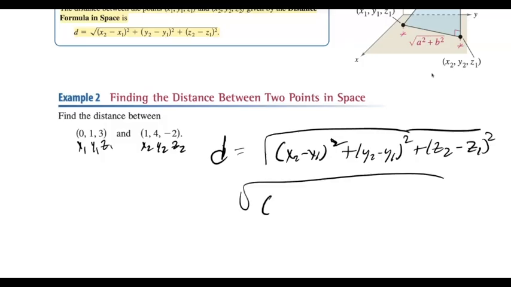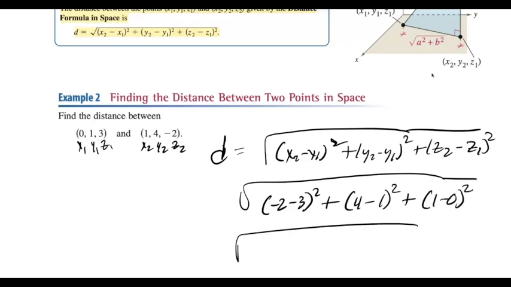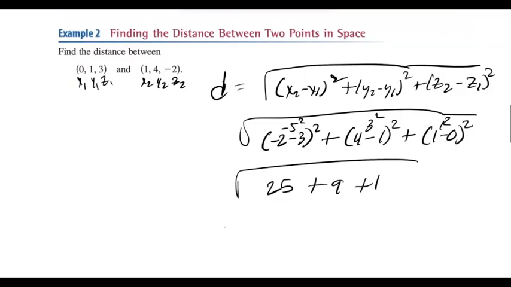So I'm going to get negative 2 minus 3 squared plus 4 minus 1 squared plus 1 minus 0 squared. This is going to be negative 5 squared, which is 25, 3 squared, which is 9, and then 1 squared, which is 1. So I get 10 plus that, square root of 35. That's the distance between these 2 points, square root of 35.